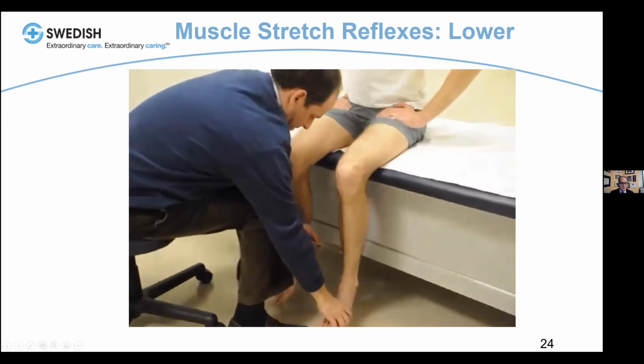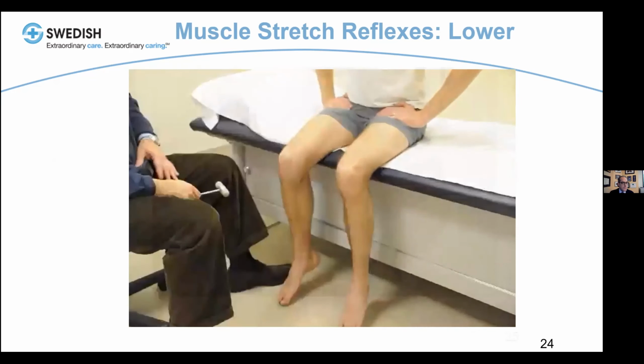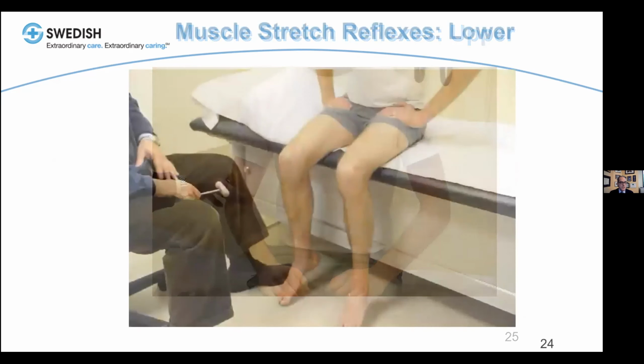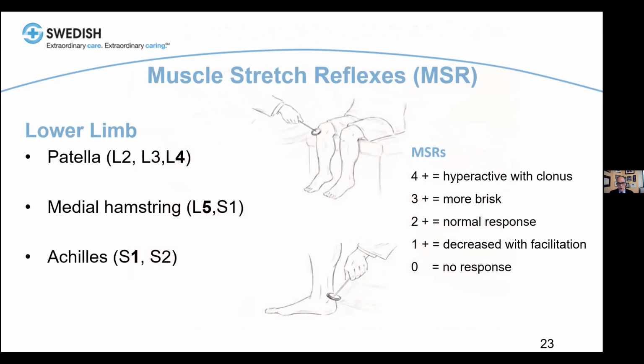And the key with the reflexes, which go backwards here, is a normal reflex is 2+. If you have to distract the patient, then it's 1+. And so for me, if I can't get the reflex and it's 0, which is no response, I have the patients cup their hands, close their eyes and bite, and that'll distract them. And then you can hopefully pick up on the reflex.